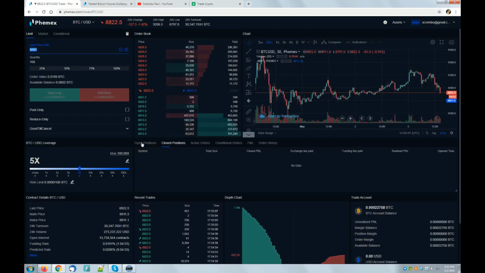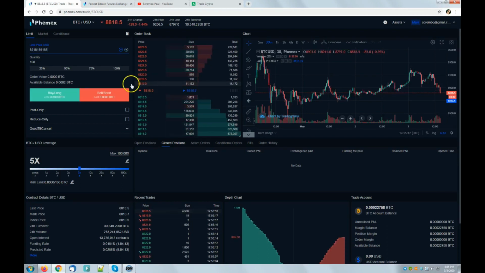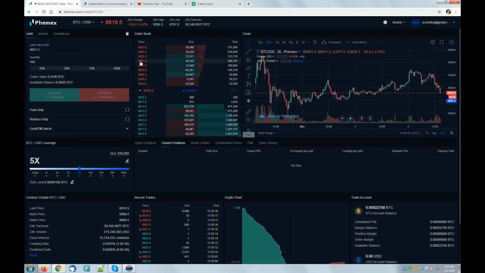Beautiful. So we've got right here the price, which is 8,822. There are 2 ways. You can write it manually from your keyboard, or you can click on it from the order book. If you want this price, just click on it. It's going to go on it, right? Look at this. It's going to go on it. Look at that. Beautiful. Great.